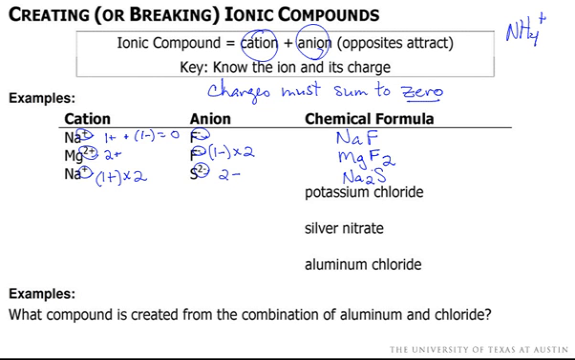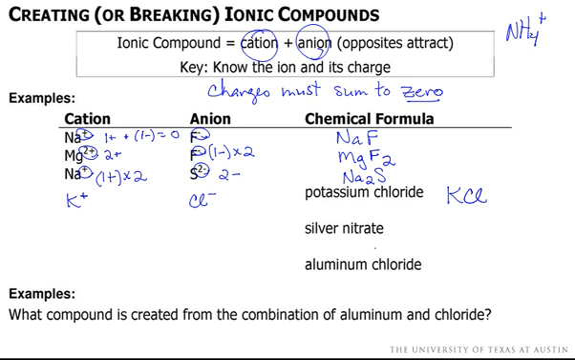Now what about when we have the name? Given the name, we break it into its component ions. K plus is potassium ion. Chloride is Cl minus. I see these are 1-to-1, and so I know that the chemical formula is KCl.